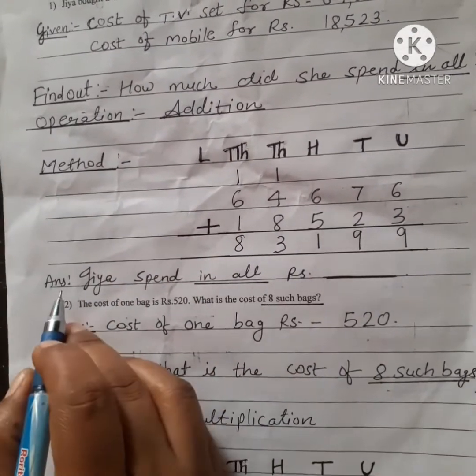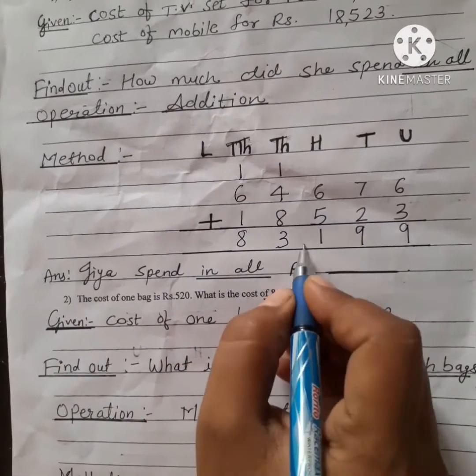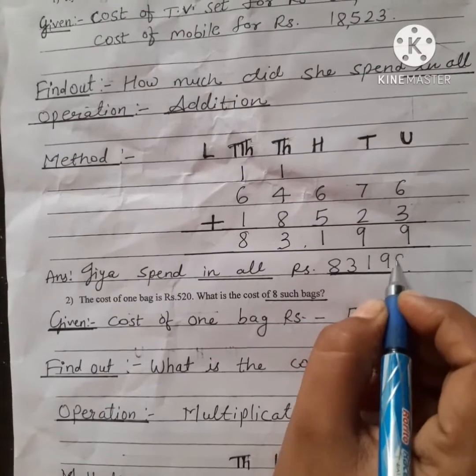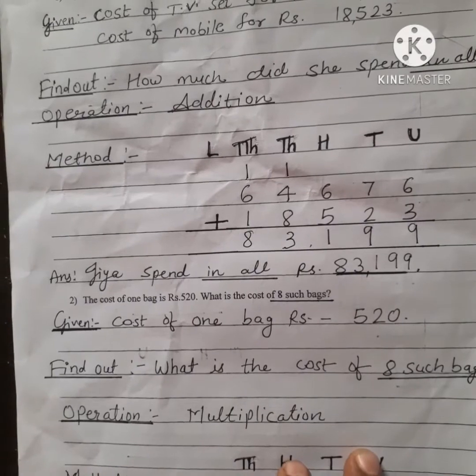Now, what answer will you write? Jia spent in all rupees 83,199. This is your answer. After 3 numbers you have to put a comma.